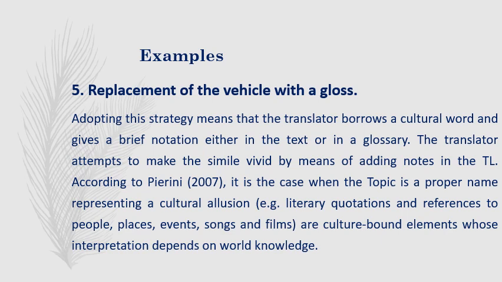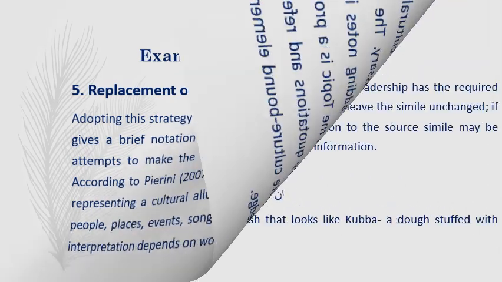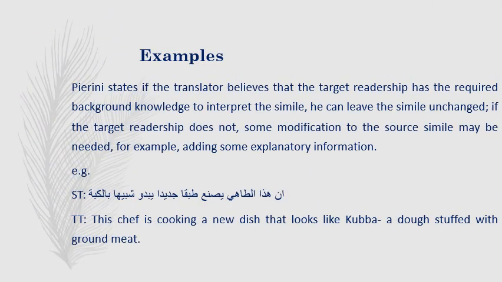For example, literary quotations and references to people, places, events, songs, and films are culture-bound elements whose interpretation depends on world knowledge. Pedersen states that if the translator believes that the target readership has the required background knowledge to interpret the simile, he can leave the simile unchanged. If the target readership does not, some modification to the source simile may be needed, for example adding some explanatory information.